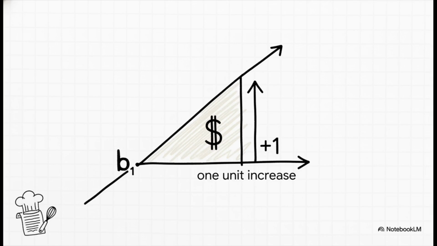It tells us exactly how much the price, y, is expected to change for every 1 unit increase in our clue, x. So if b1 turns out to be 200, it literally means that for every extra square foot of space, the model predicts the price will go up by about $200. It puts a hard number on that relationship.